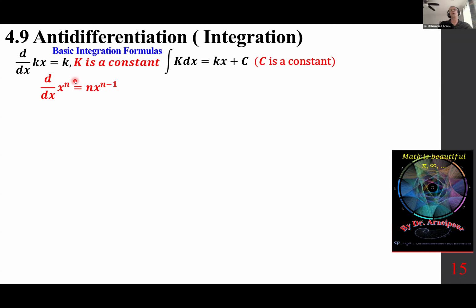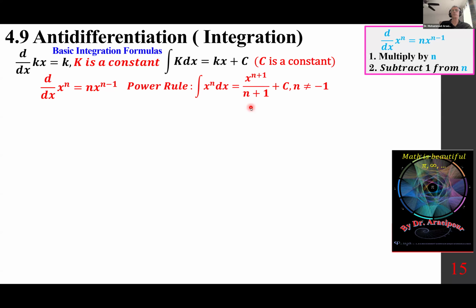The derivative of x to the power of n, this is called the power rule, is nx to the power of n minus 1. The integral of that must be x to the power of n plus 1 over n plus 1, plus a constant, and n can't be negative 1. I want to go over this with a couple of different methodologies.